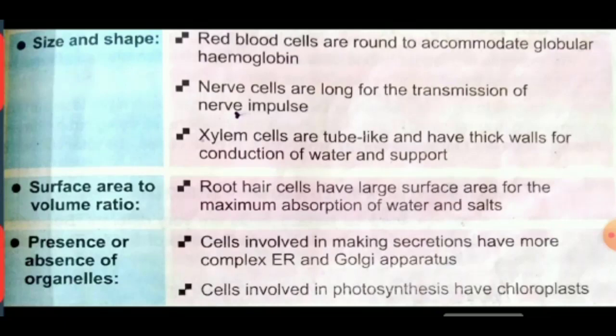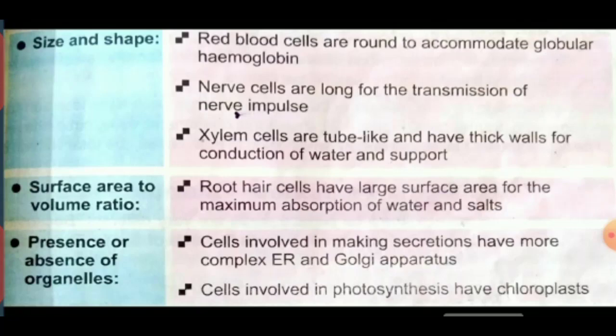Red blood cells (RBC) are round to fix globular hemoglobin. Nerve cells are long to transmit nerve impulses from one part to another part. Xylem cells are tube-like and have hard and thick walls to conduct water and to give support.